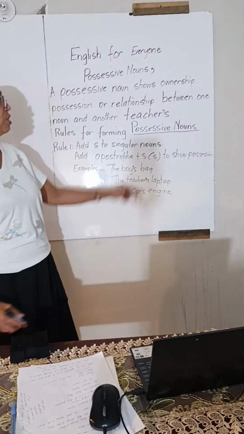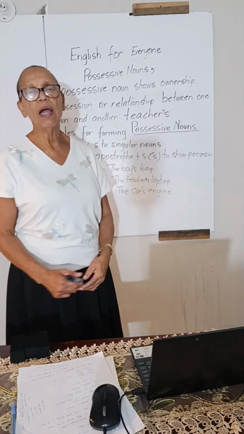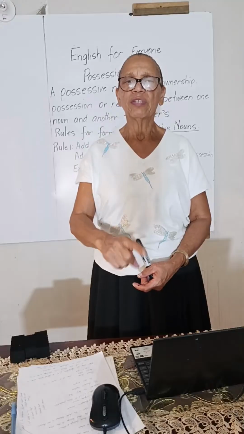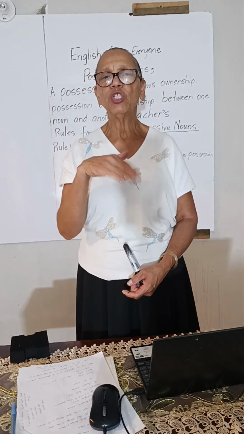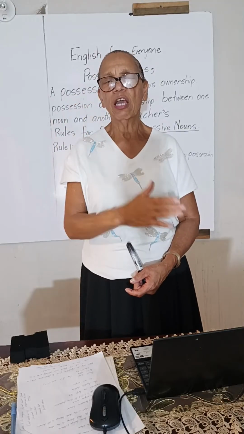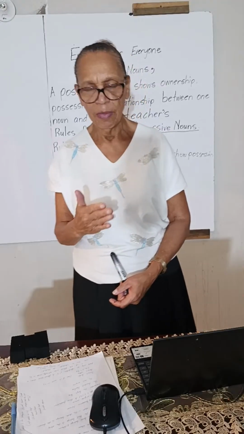Teachers. So the apostrophe comes on the inside between the R and the S. So when the apostrophe is on the inside between two letters, we say the noun is singular. It's a singular possession.